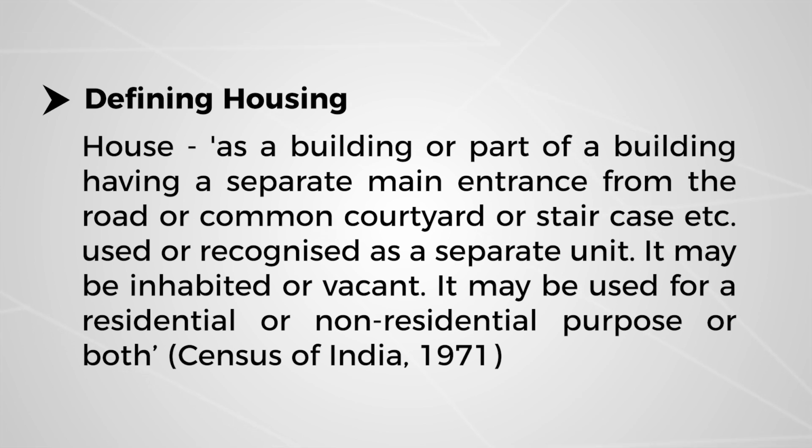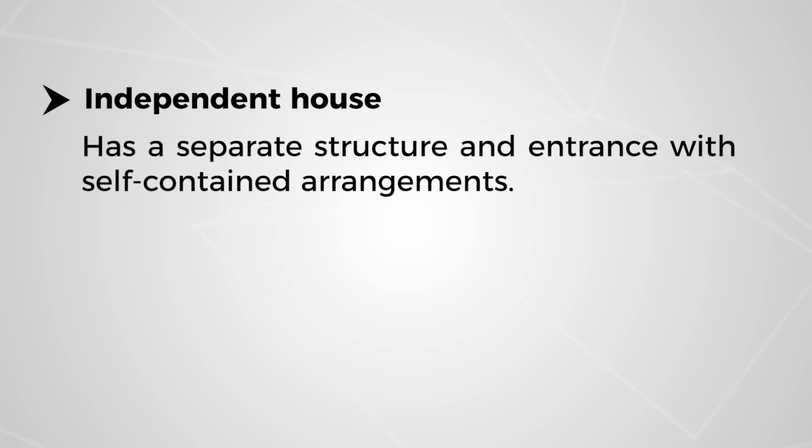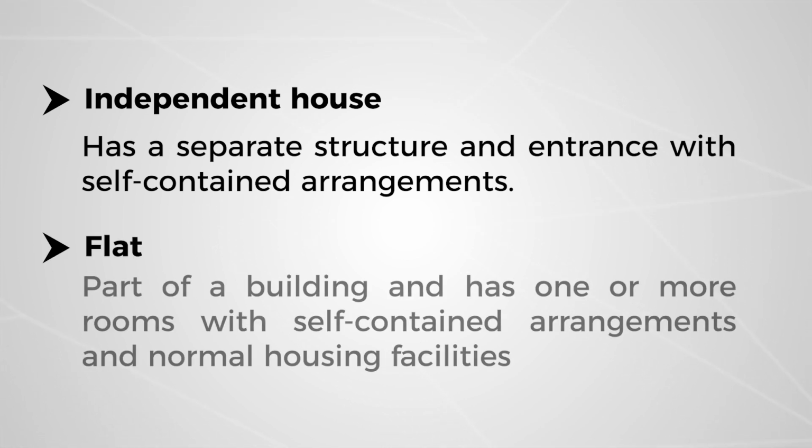In the 1971 census, a house was defined as a building or part of a building having a separate main entrance from the road or common courtyard or staircase etc., used or recognized as a separate unit. It may be inhabited or vacant, and it may be used for residential or non-residential purpose or both. The census differentiates between individual houses and flats. An independent house is one which has a separate structure and entrance with self-contained arrangements, while a flat is a part of a building and has one or more rooms with self-contained arrangement and normal housing facilities.